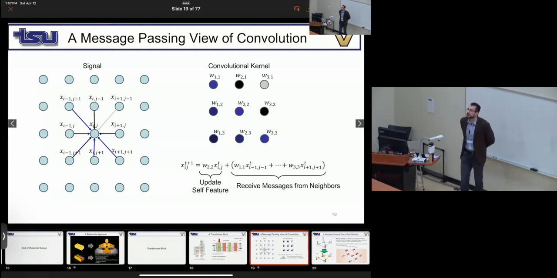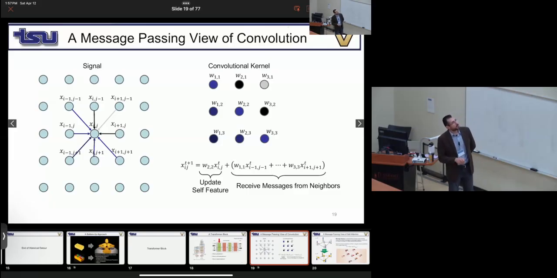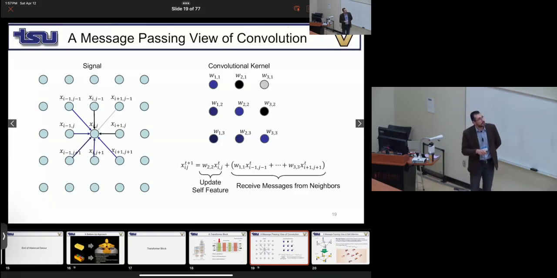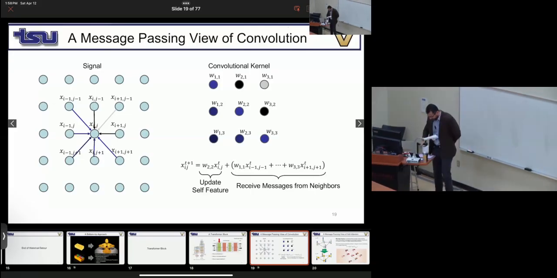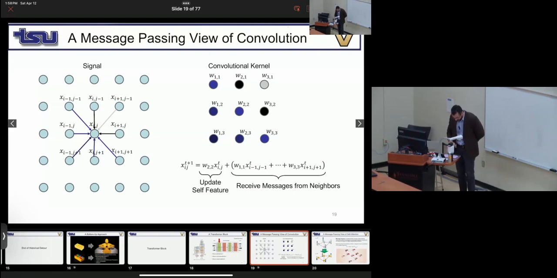Yes? Oh, good. This is a very good question. Thank you. This is essentially at what layer you are. I'm saying that at the next layer, if you're doing this convolution, your feature is going to be a linear combination of the self feature and all the neighbor features according to the kernels that you have. It's different layers.